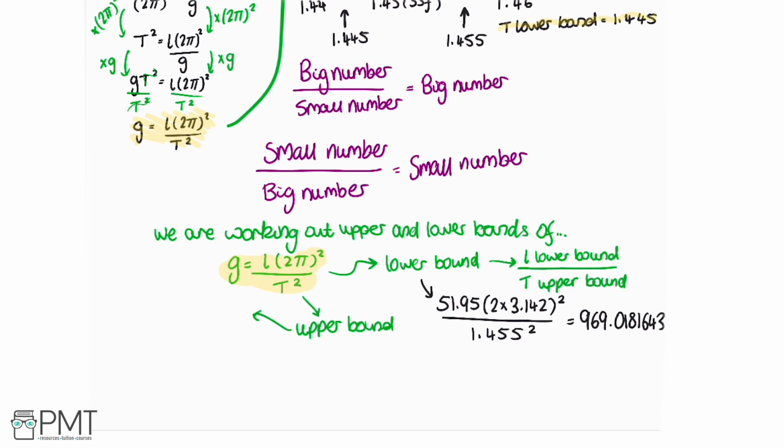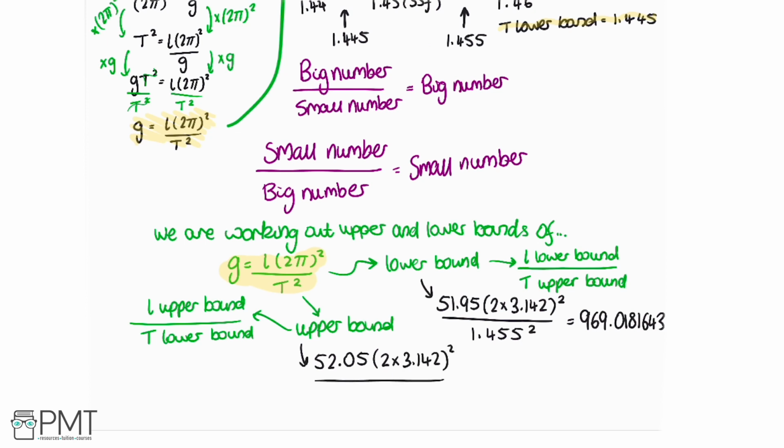Now we're going to do the upper bound. And to get the upper bound, we want the biggest number possible. So it's a big number divided by a small number. So the way we get the biggest number on top is by using the L upper bound. And the way we can get the smallest number on the bottom is by using the T lower bound. So the value of L for the upper bound is 52.05. And again, that's multiplied by 2 pi. So 2 multiplied by 3.142, all squared. And we're dividing that by T squared. The value we've chosen for T is the lower bound of T, so that's 1.445 squared. We get 984.3677853. And then we're done.